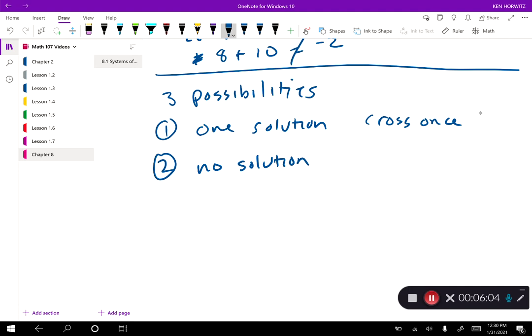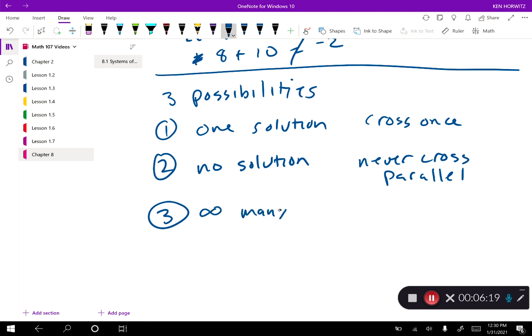There's one solution. If it's no solution, they never cross. And another word for that is parallel. And the third option is that there are infinitely many solutions. And in this case, it would be concurrent lines.